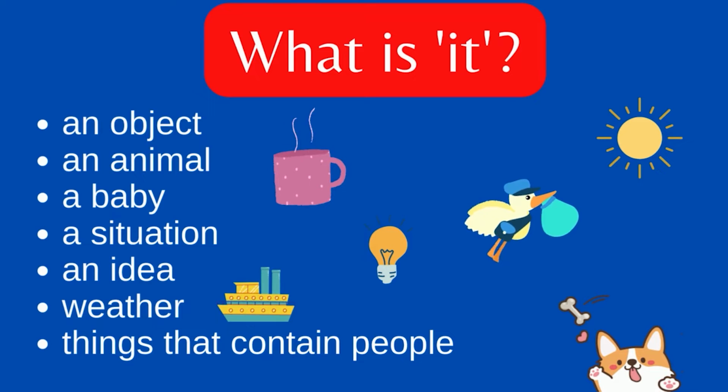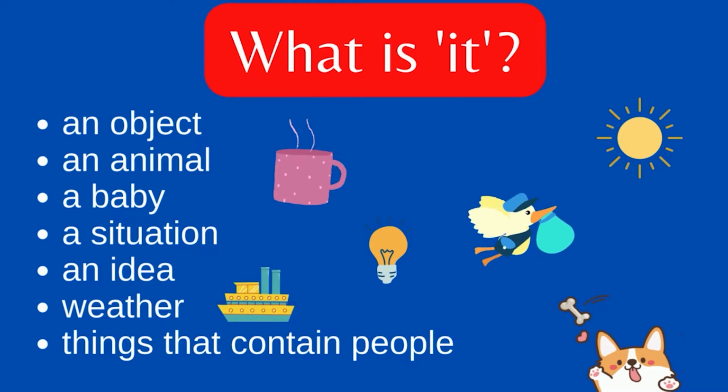To sum up, we use "it" to talk about an object, an animal or a baby when you don't know the gender, a situation or an idea, weather, and things that contain people, usually it's ships or countries.